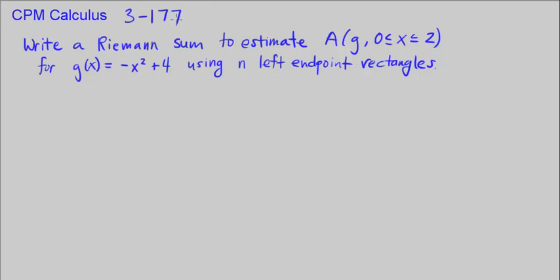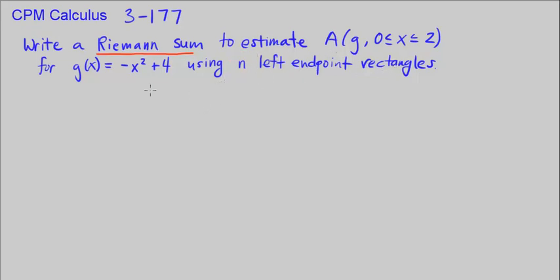This is CPM Calculus Chapter 3, number 177. Write a Riemann sum to estimate the area under g, between g and the x-axis, between 0 and 2, for g defined to be negative x squared plus 4, using n left endpoint rectangles.